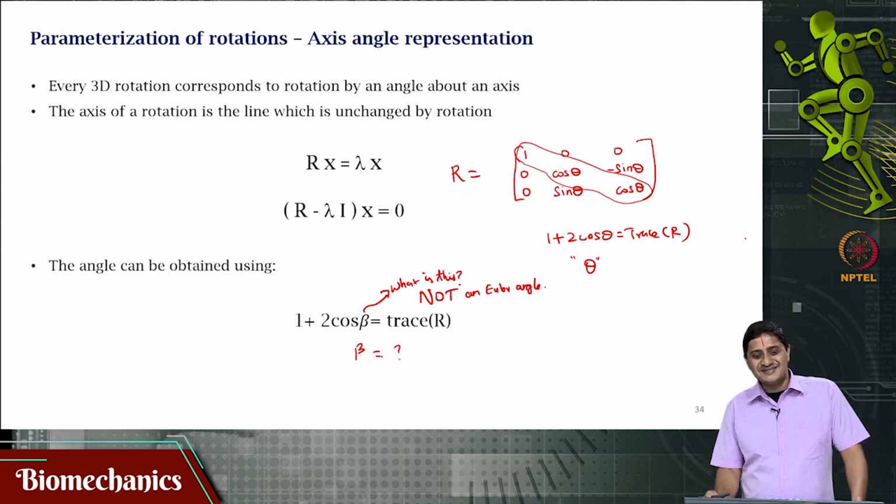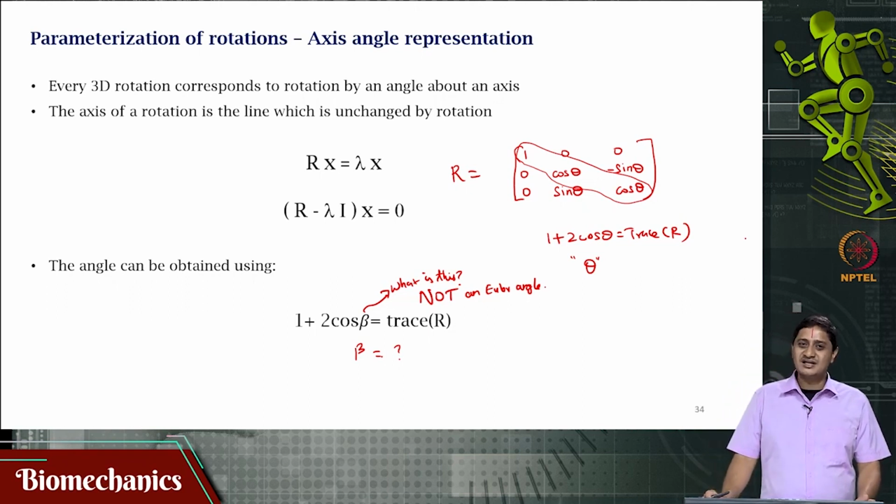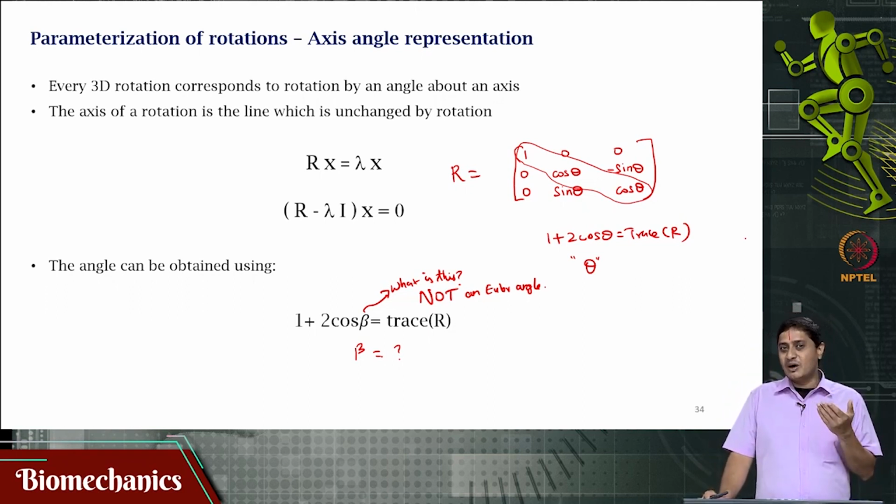Now, of course, this is the simple case of the rotation happening about one of the three principal axes. This is the case when the rotation is happening about the x axis, but the question is, what would this be when the rotation is a composite rotation? That is, the rotation has components about all the three axes. Now, what is the angle of rotation?